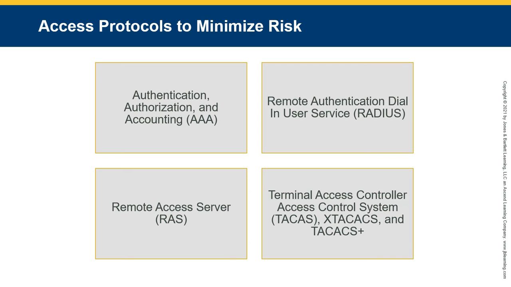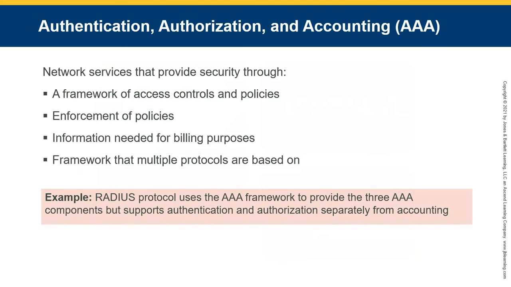Access protocols to minimize risk: Authentication, Authorization, and Accounting (AAA); Remote Authentication Dial-In User Service, RADIUS; Remote Access Server, RAS; Terminal Access Controller Access Control System, TACACS. Authentication, authorization, and accounting are network services that provide security through a framework of access controls, policy enforcement, and information needed for billing purposes. It is the framework that RADIUS is based on.